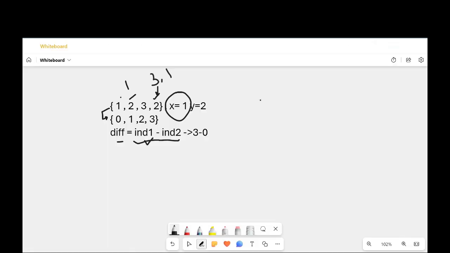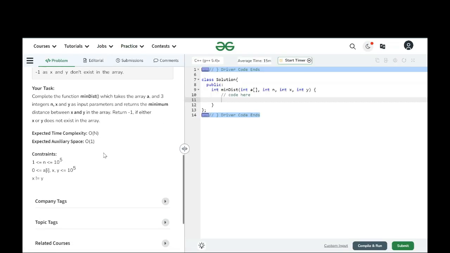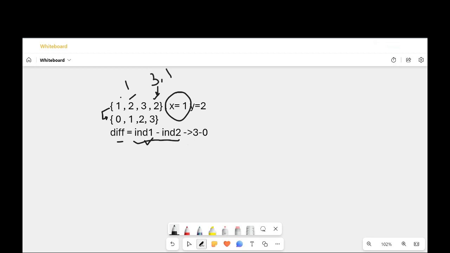So how do we solve this problem? First of all, the expected time complexity is O of n. So we need to think of an approach in a single loop, right? At every index, we need to find one instance of these two indices, find its difference, and keep storing the minimum. So that is the logic.